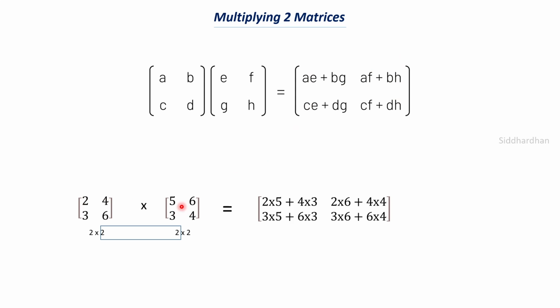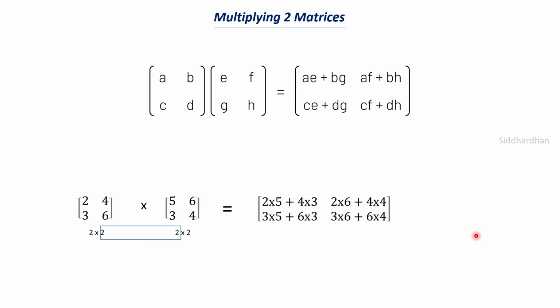So 2 and 4 will be multiplied with 5 and 3 respectively, and the values will be added. So 2 will be multiplied with 5 and 4 will be multiplied with 3, and both of these values will be added. Similarly, for the second value, the element in the first row, second column, we multiply 2 and 6 and 4 and 4, and these two values are added. Similarly, 3 and 6 and 5 and 3. So 3 is multiplied with 5, 6 is multiplied with 3, and both are added. And 3 is multiplied with 6, and 6 is multiplied with 4, and that is our fourth value.